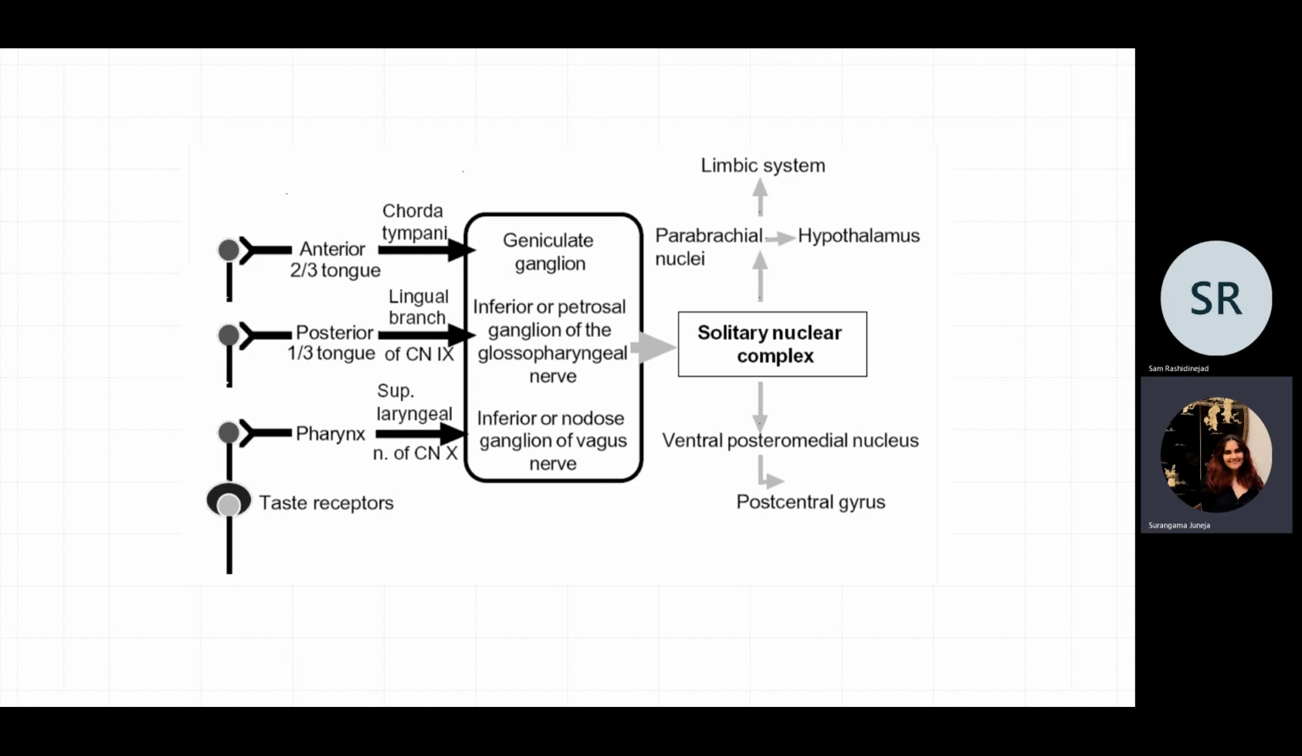The one thing that's important here is that all of these eventually end up in the solitary nuclear complex, which is connected to the hypothalamus and the limbic system. They have functions as previously described by Sam. Limbic system is usually mostly responsible for the functions of emotions, and hypothalamus for regulating metabolism.